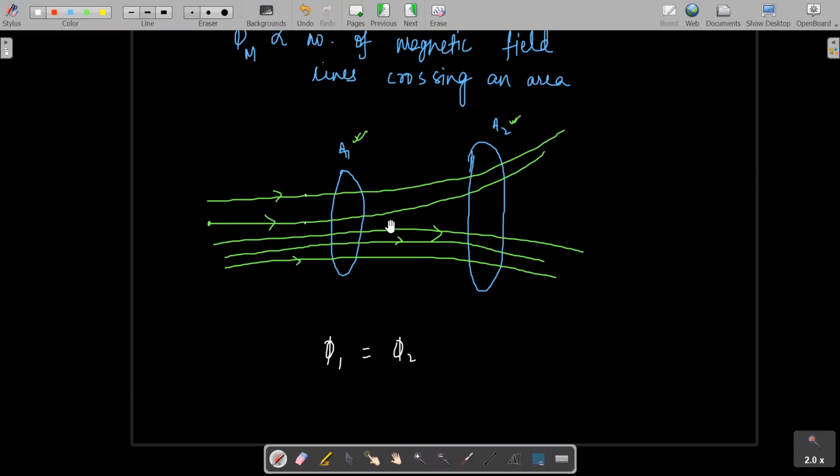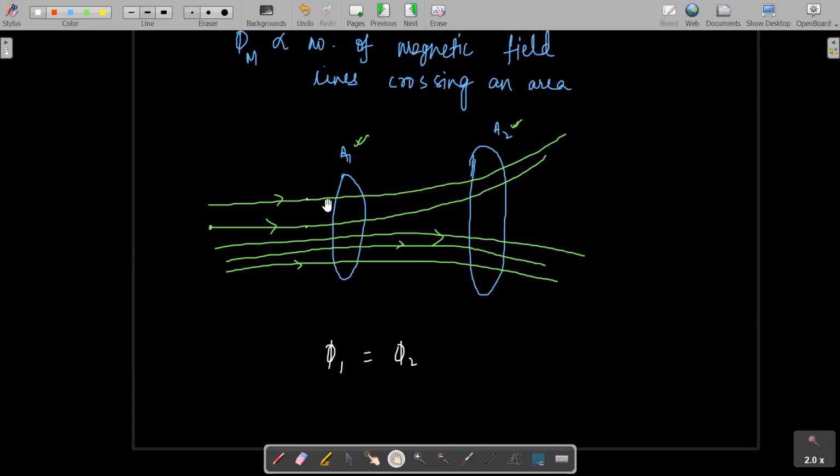What is flux? We also say it is the magnetic energy crossing an area, simply. Magnetic energy crossing an area is magnetic flux. Same as electric flux: whatever we say about electric flux, we can say about magnetic flux too. We just have to replace the word electric by magnetic. So these are the things about magnetic flux.